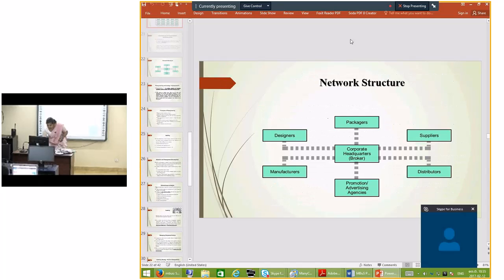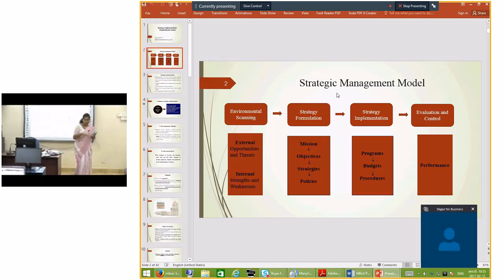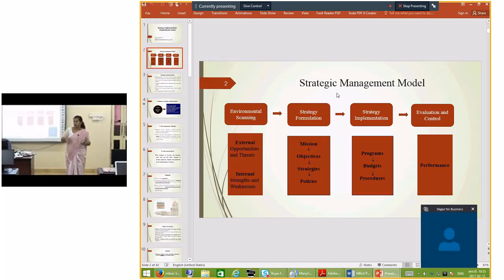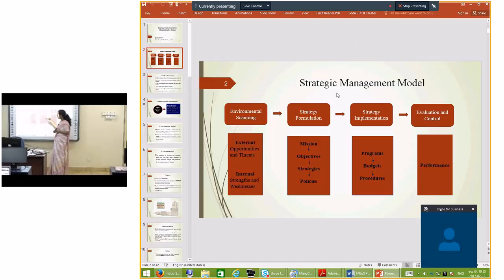Yes, where did we stop? Where are we now in the strategy implementation process? I told you once we go with implementation, we directly deal with the organizational employees because they are the ones who carry out the implementation of what we stipulated under our strategy formulation stage: mission, objectives, strategies and policies. Now at the implementation, we have to get them operating.